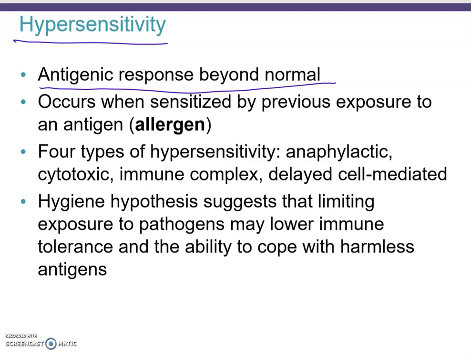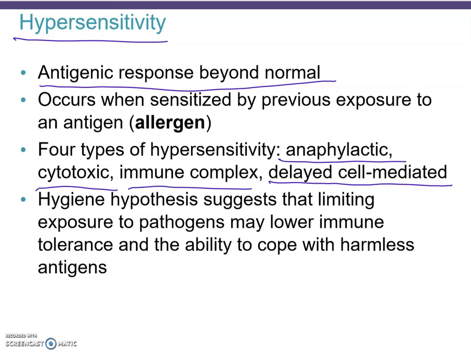So there are 4 types of hypersensitivity. The worst one would be the anaphylaxis, and that's a body-wide release of histamine that can lead to shock and is very dangerous. Cytotoxic hypersensitivity, then the immune complex hypersensitivity, and delayed cell-mediated hypersensitivity. So I'm going to go over those 4 types of hypersensitivities in just a minute, but let me say something about this last bullet point right here.